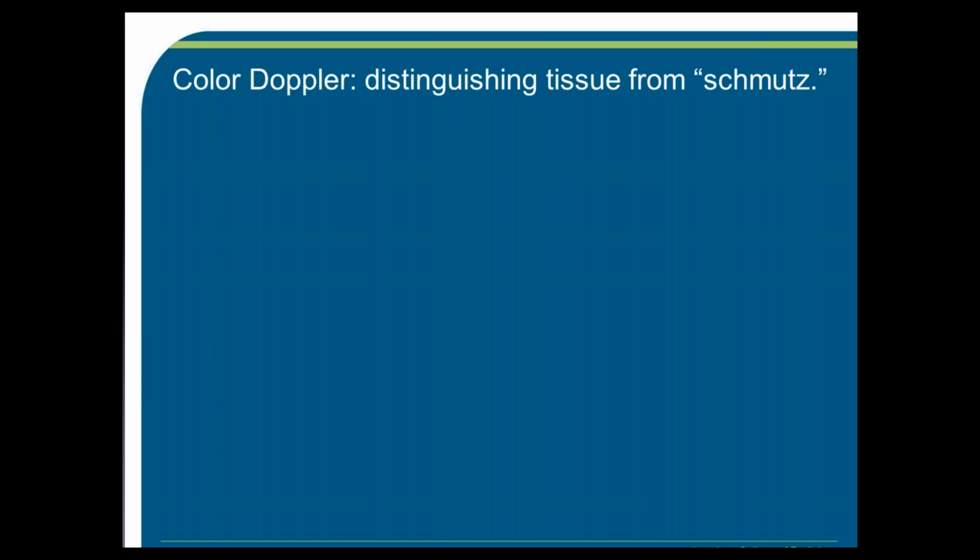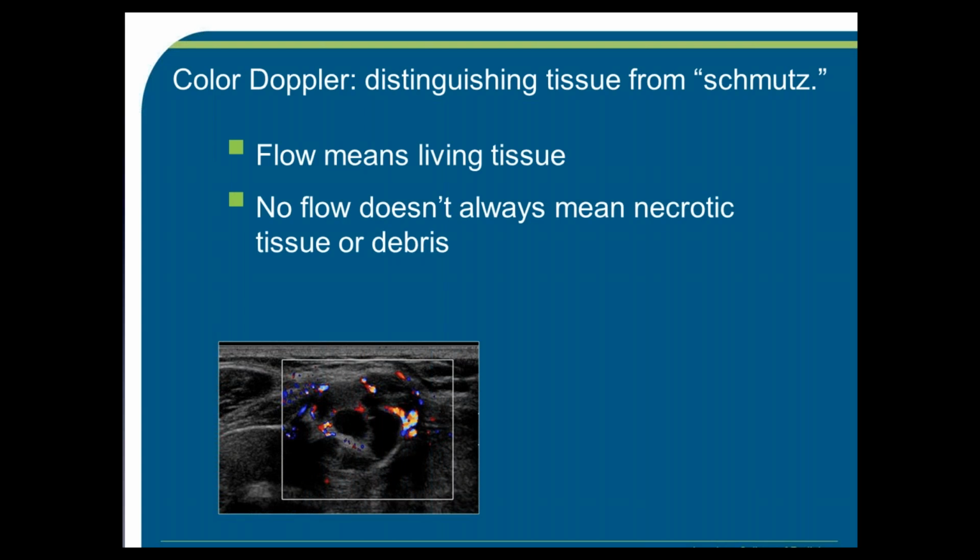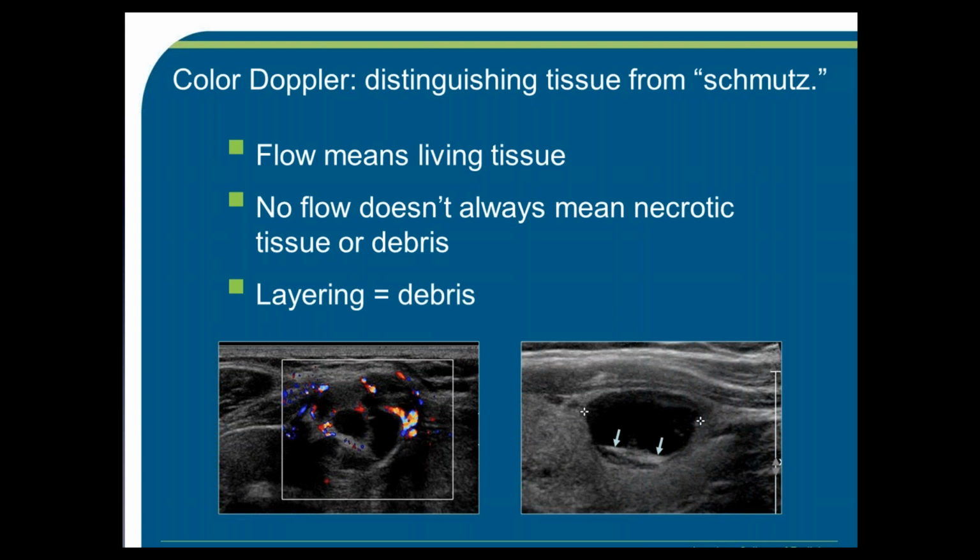What about color Doppler? Color Doppler can be helpful to distinguish tissue from schmutz. And for those of you not familiar with that word, it's a Yiddish term that means dirt. And I'm referring here to non-specific, non-tissue material within thyroid nodules. If you see flow, that means you're dealing with living tissue, as in this nodule on the left. Lack of flow, however, doesn't always mean that you're dealing with necrotic tissue or debris. On the other hand, layering, as illustrated on this nodule on the right, the arrows are pointing to layering material. That refers to debris that you don't have to be concerned about.